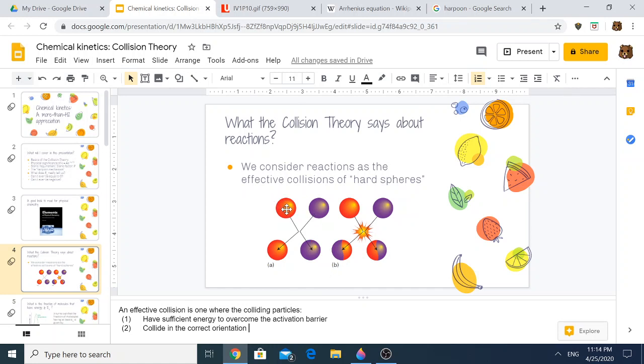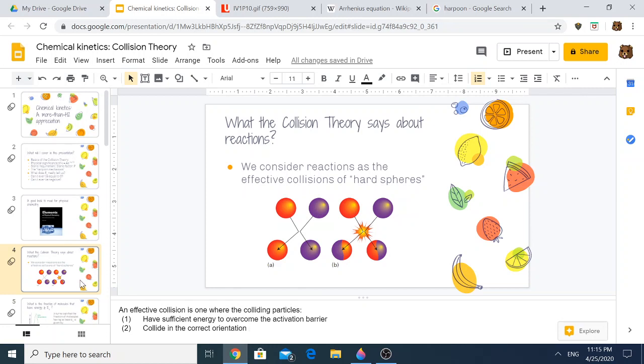So as you can see here, there are red and violet spheres colliding with each other. Perhaps for this part of the image, A, the two spheres do not possess sufficient kinetic energies, so they just bump into each other and then bounce off each other, remaining chemically unchanged. For the second part, you see that the two hit each other with the correct energies, and hence they come off from the collision chemically changed.